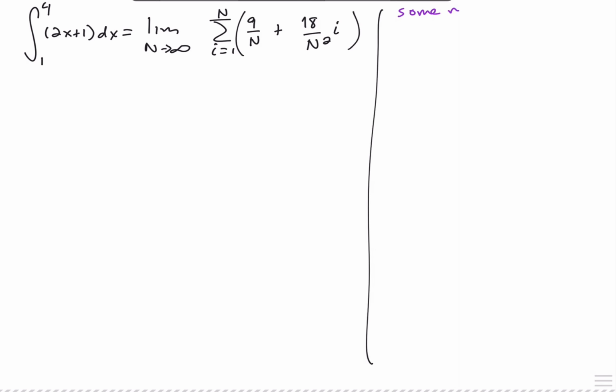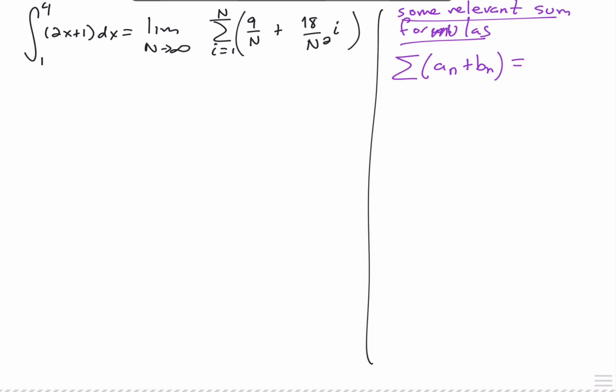So, some relevant sum formulas. These are really important. Let's say you have the sum of a sub n plus b sub n. This is equal to the sum of a sub n plus the sum of b sub n. So basically, if you're adding inside of a sum, you can break those up into individual sums. That one's probably pretty obvious. And you can also subtract, so that's fine. Now, what about the sum from i equals 1 to n of a constant c? What is that?